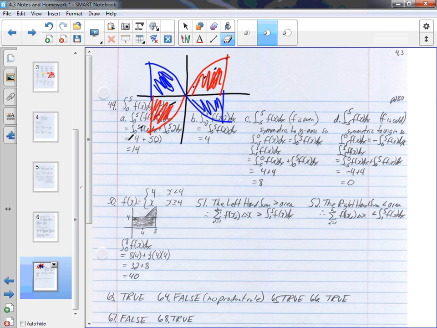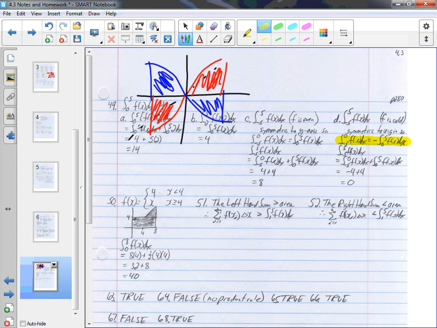All right. Since that's the case, then I know that the integral from -5 to 0 of f of x dx and the integral from 0 to 5 of f of x dx are opposites. So put a negative sign in front of one of them. Does it really matter which one?